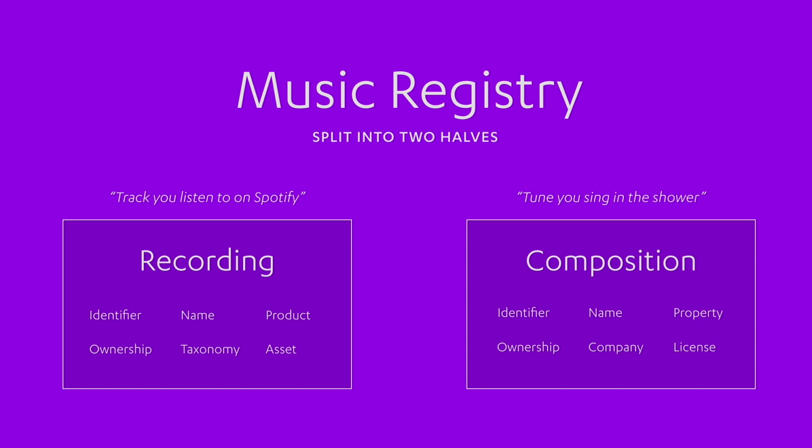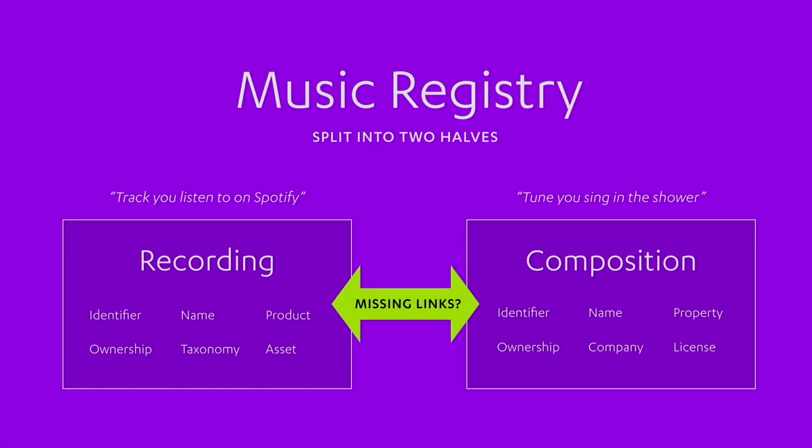So between the composition and recording, there are different people who own the label rights and the master recording, and there are different companies that own the composition. So the key in the music registry, and the core business problem that people like dotBC and its partners are solving, is the linkages, the missing links between the recording and composition.